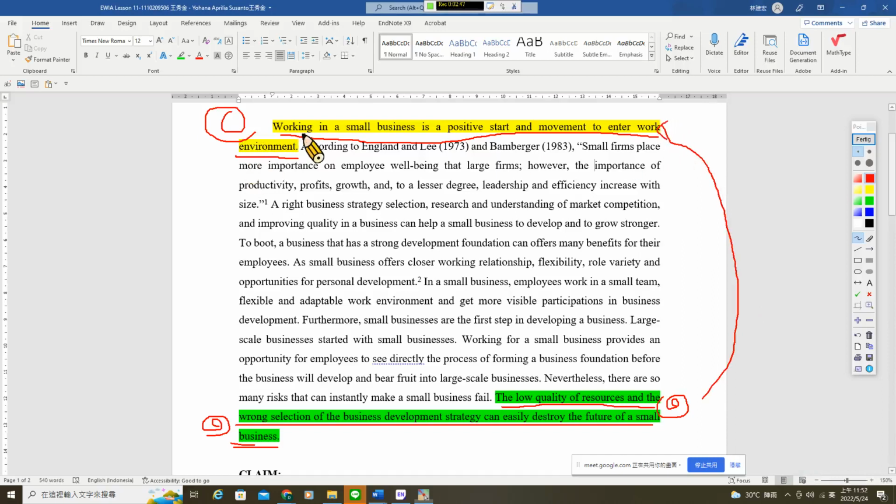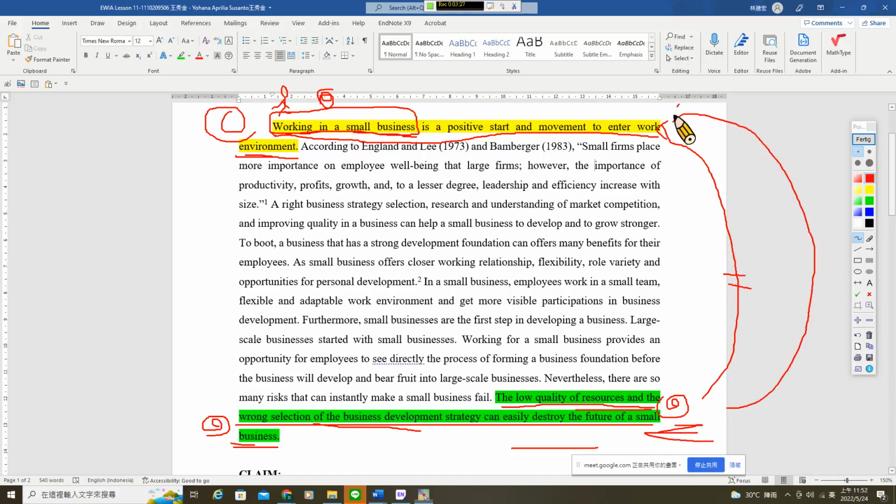Why? Working in a small business is a positive start and movement to enter the work environment, which means a newly graduated student from school, if he wants to start his career, it would be nice to work in a small business for the start. But this is talking about the person who is working in a very small business. But the other one talks about the low quality of resources and wrong selection of business strategy. So definitely, the conclusion does not link to the main idea.